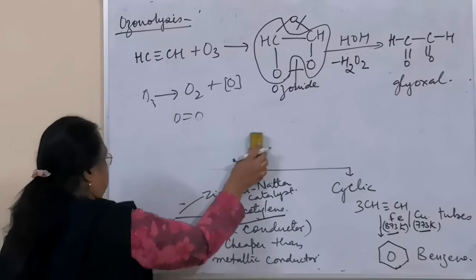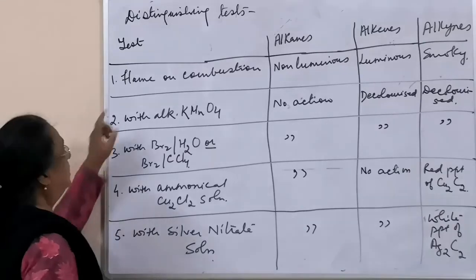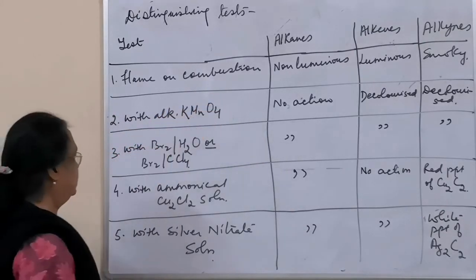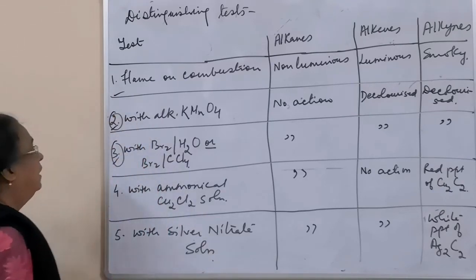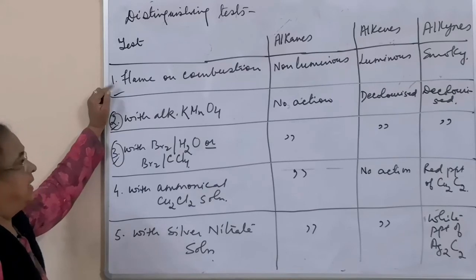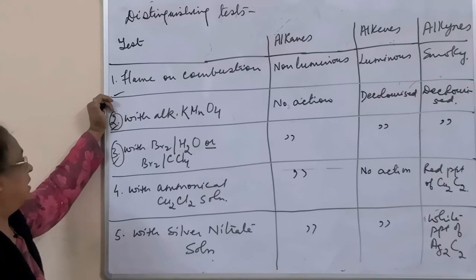And the last thing, the comparison we have to do, and that I write for you. Distinguishing tests between alkanes, alkenes and alkynes. The first three tests are important, and these two are most important. First is flame or combustion on burning. Alkanes are non-luminous and alkenes luminous, and alkynes are smoky. Non-luminous means with a blue color. And then second is with alkaline KMnO4. Alkanes have no action. Alkenes are decolorizing, the pink color of KMnO4. Alkynes also decolorize the pink color of KMnO4.